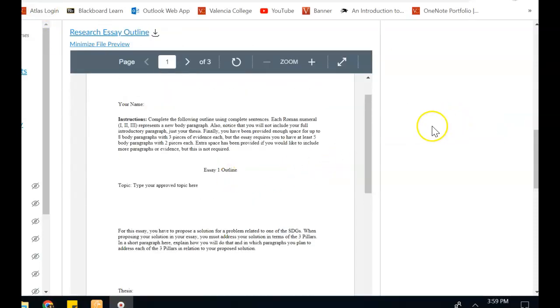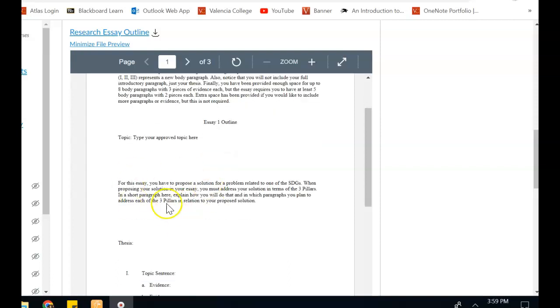For this assignment, it looks very similar to the outline that you used for essay 1, with just a few tweaks. First, when it asks for your topic, this is going to be your approved topic. So this should be the topic that you were using when you were finding your sources for your annotated bibliography. You're just going to tell me what that is here, either in the form of a research question or just telling me what the topic is.